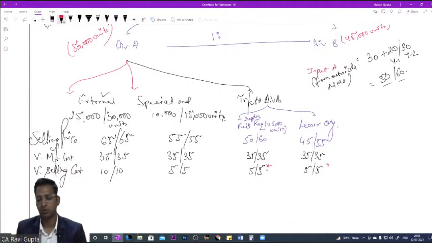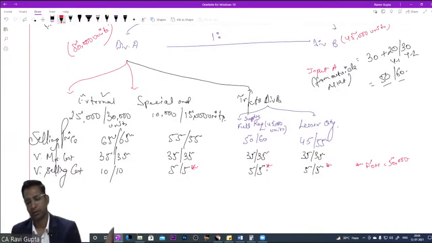Year 2. They cannot avoid the variable selling overhead on external sales. External sales variable selling overhead, selling cost will be incurred, but they have an option to avoid the variable selling overhead cost in year 2 on a special order or transfer to B, if they incur fixed overhead of 50,000 rupees. Okay.